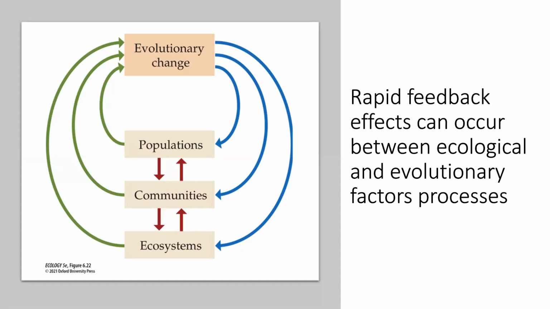In this conceptual model, we recognize that ecological processes in populations, communities, and ecosystems can cause evolutionary change. On the other hand, evolutionary processes can alter ecological processes. Thus, rapid feedback effects can occur between ecological and evolutionary processes.